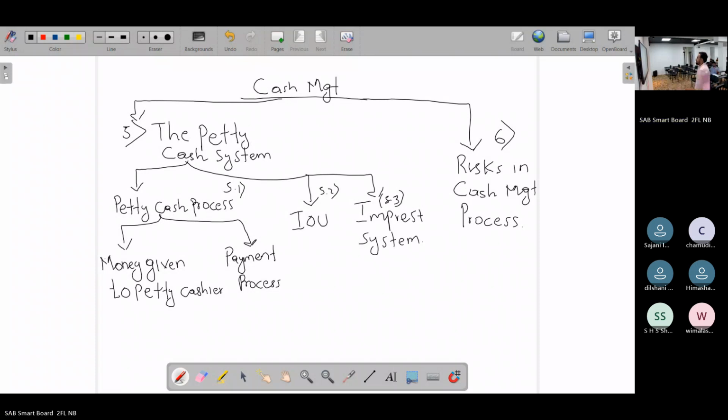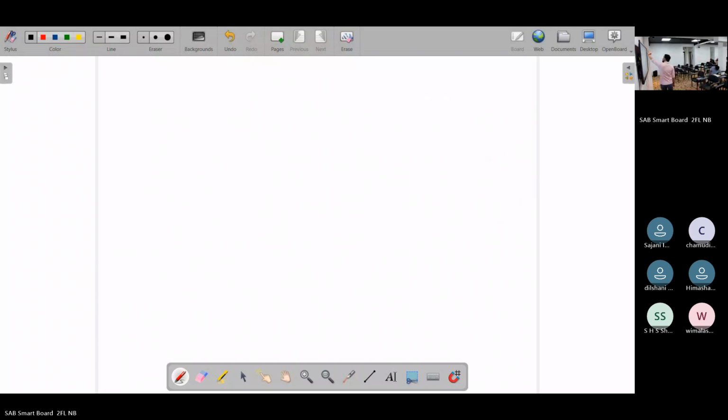These are the topics we discuss under the cash management process. So we will continue our balance part in the PPE management process.